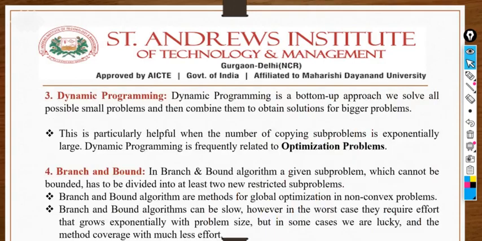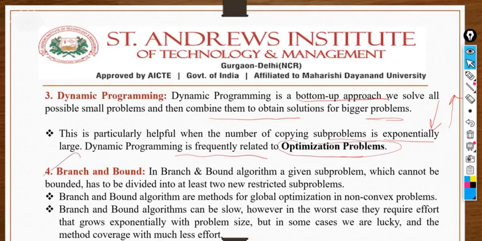Next is dynamic programming. Dynamic programming is a bottom up approach. As previously we have seen, divide and conquer is top down, and this dynamic programming is a bottom up approach, in which we solve all the small problems and then combine them to obtain the solution of the bigger problem. Same thing as divide and conquer, but here we are moving from bottom to top direction. When the number of overlapping subproblems is exponentially large, then dynamic programming is frequently related to the optimization problem in that case only, right?